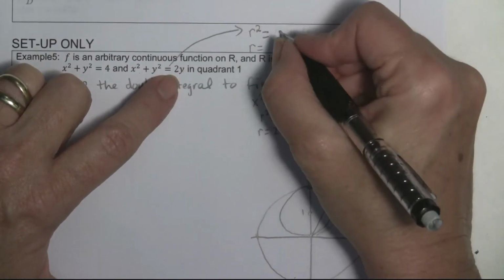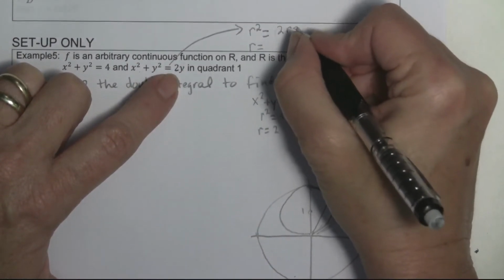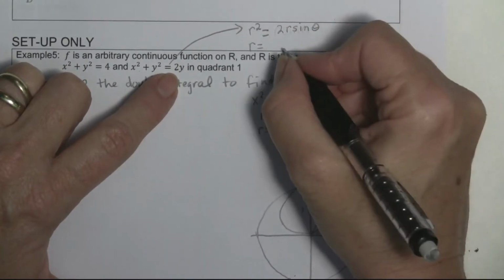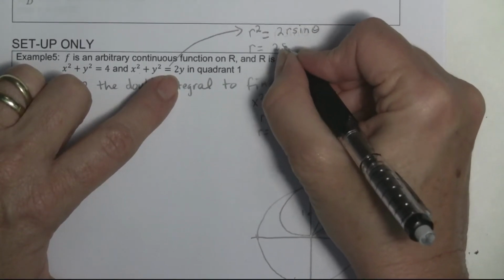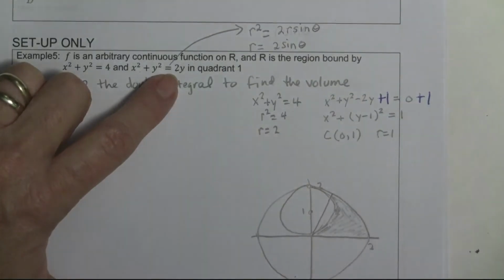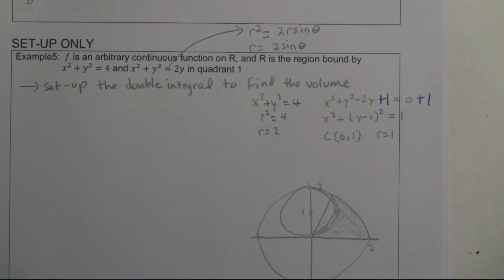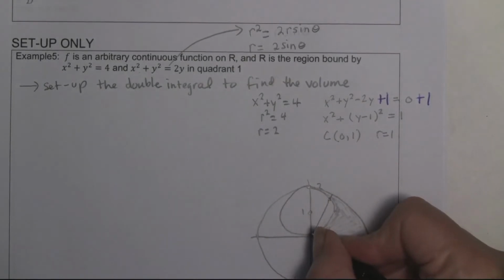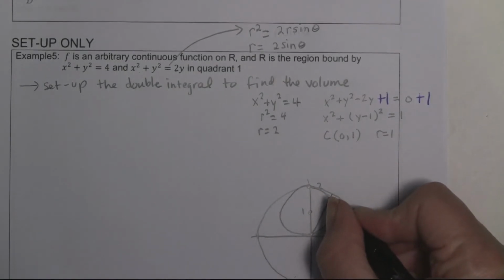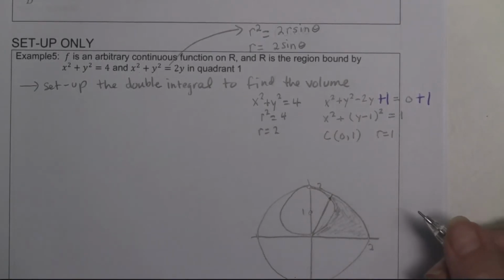2y, right? And so 2r sine of theta. I'm really lucky that I saw that. And so 2 sine of theta, right, when you divide by r. So that's my inner circle right here. So when I go this distance, I have gone r equals 2 sine of theta.